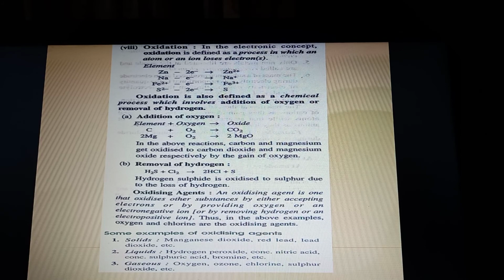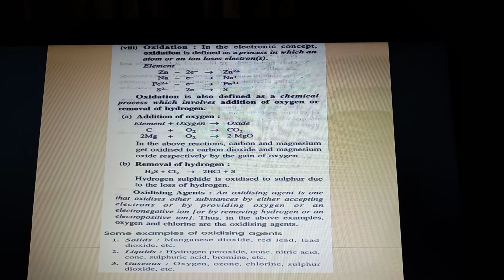So what are oxidizing agents? Oxidizing agents are the ones that get reduced. That is, either they will accept electrons, or they will provide oxygen to some other substance, or they will provide an electronegative ion, or they will remove hydrogen from somewhere, or they will remove electropositive ions. If any substance or compound is providing oxygen, or removing hydrogen, or removing an electropositive ion from the other substance, then they are called oxidizing agents.